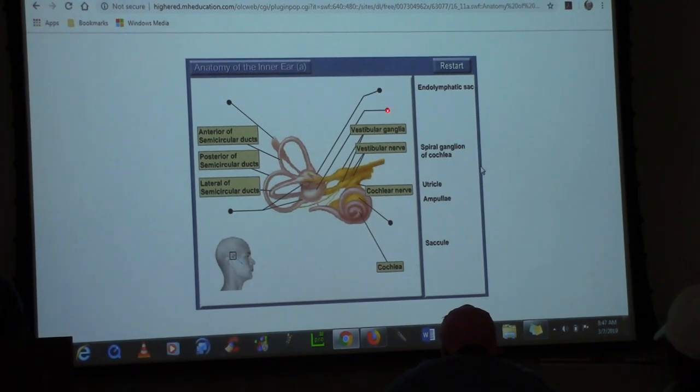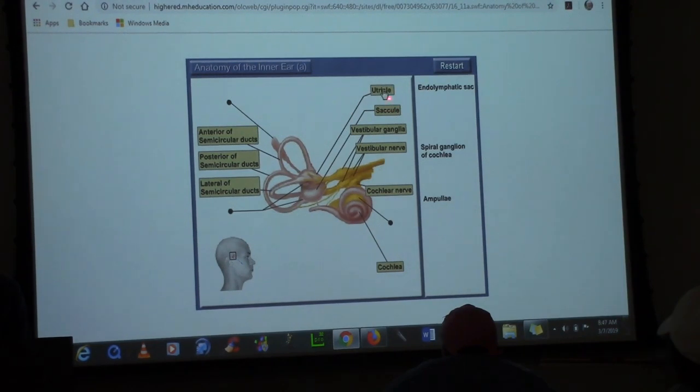Is this one the saccule, right? Yes, the saccule is the one that's closer to the cochlea. What is that? This one? No. What name? The other sac. The utricle is the other one.